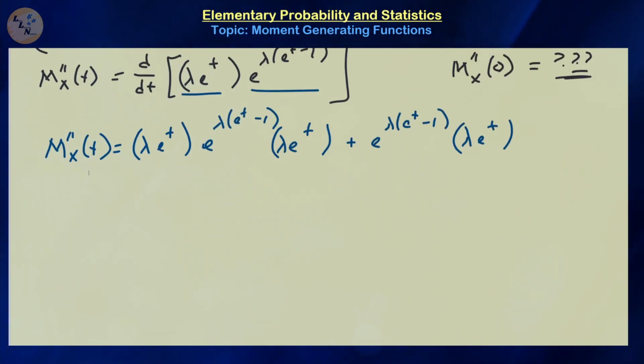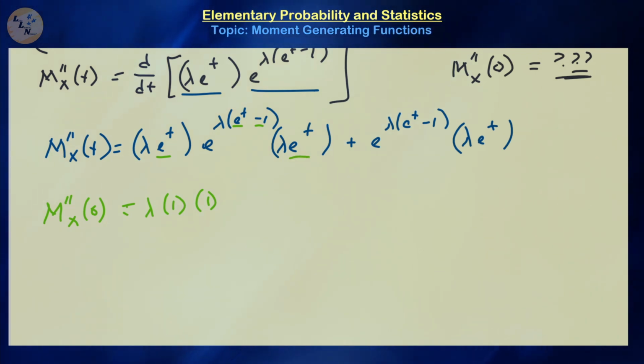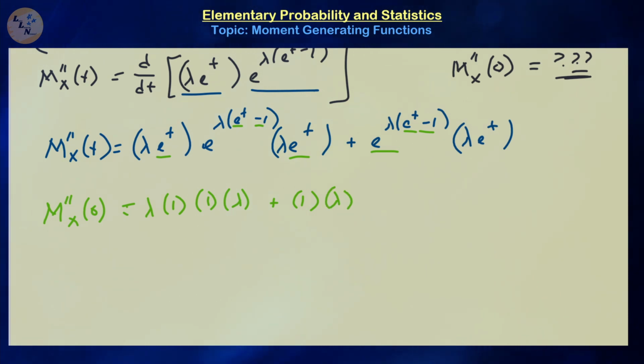And now what I'm going to do is evaluate this at 0. So m double prime x of 0 is going to be equal to lambda. So e to the 0 is going to be 1. And then 1 minus 1 is 0, so that's going to be equal to 1. So we're going to have a lambda chilling there, then plus e to the, so that's 1 minus 1 is 0, so that's going to be 1. Let's just write 1 there, not e to the 0, because we already know what it is. Then we're going to have a lambda there, and e to the 0 is going to be 1. So we have lambda squared plus lambda, right?